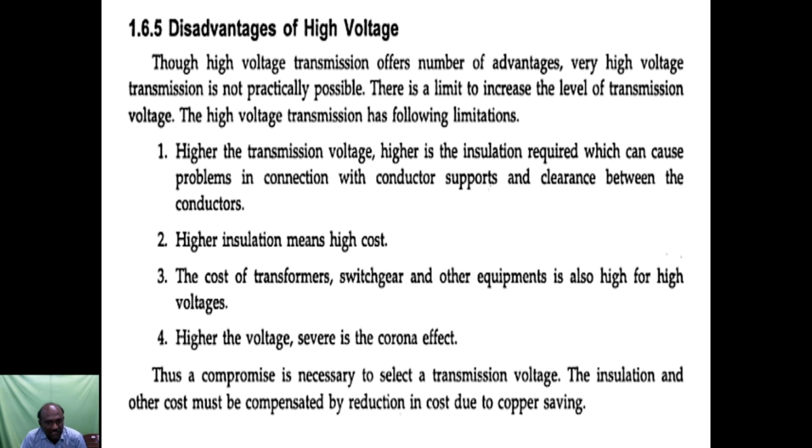The higher the voltage, the more severe is the corona effect. The corona effect is the effect taking place surrounding the conductor. There is noise produced and light, and there is a power loss surrounding the conductor. It is due to the ionization of the air surrounding the conductor, so we have a large amount of power loss. By increasing the voltage, we have an increased corona effect. So these are the disadvantages of high voltage.